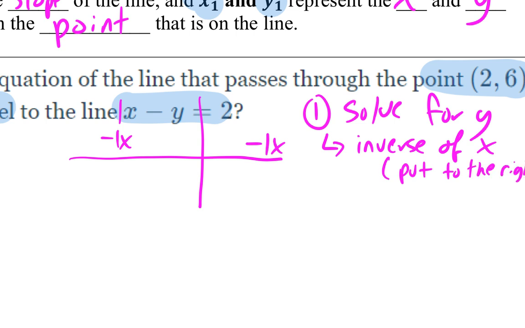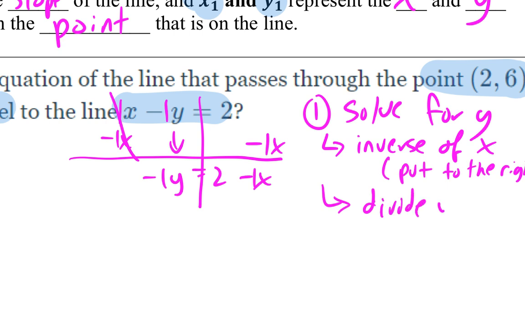Okay. Then our next step is, after we do that, those cancel out, right? I'm going to bring down, that's a negative 1y, right? Equals 2 minus 1x. Okay. So our next step is to divide by the coefficient of y. That's the number in front of the y variable, right?